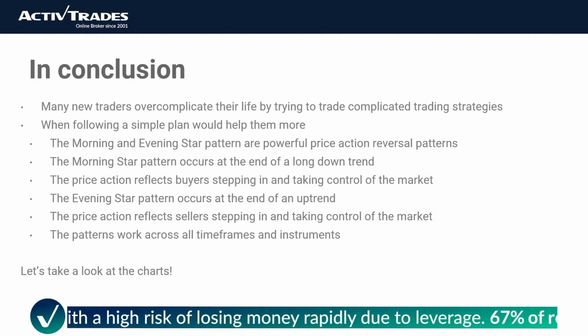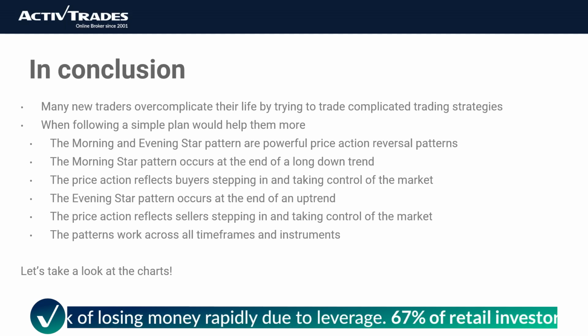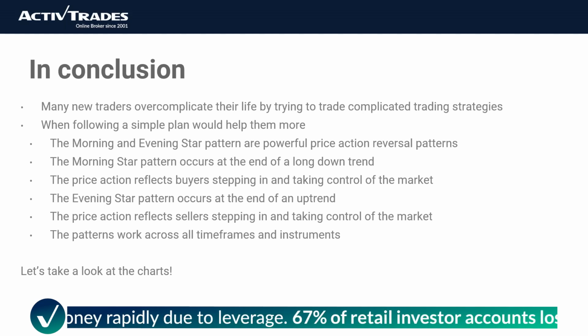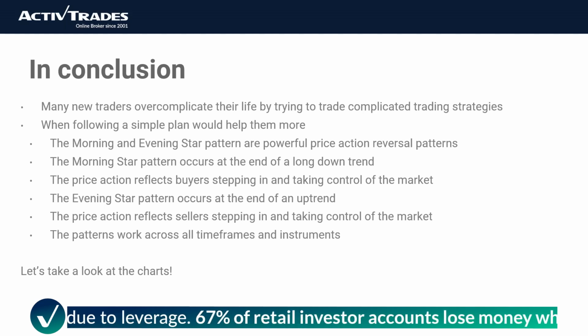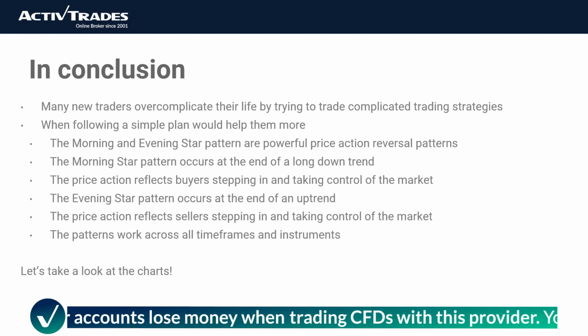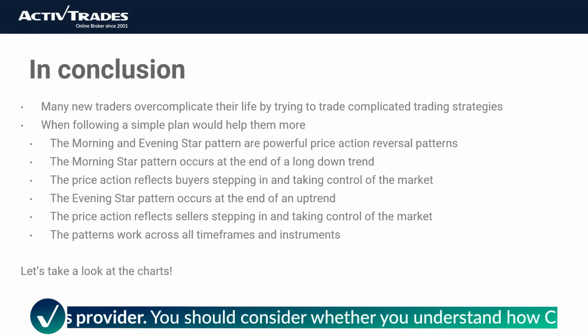The morning and evening star patterns are very simple yet powerful price action reversal patterns. The morning star pattern occurs at the end of a long downtrend. The price action reflects buyers stepping in and taking control of the market. Whereas the evening star pattern occurs at the end of an uptrend, and the price action reflects sellers stepping in and taking control of the market. The bears are in control.